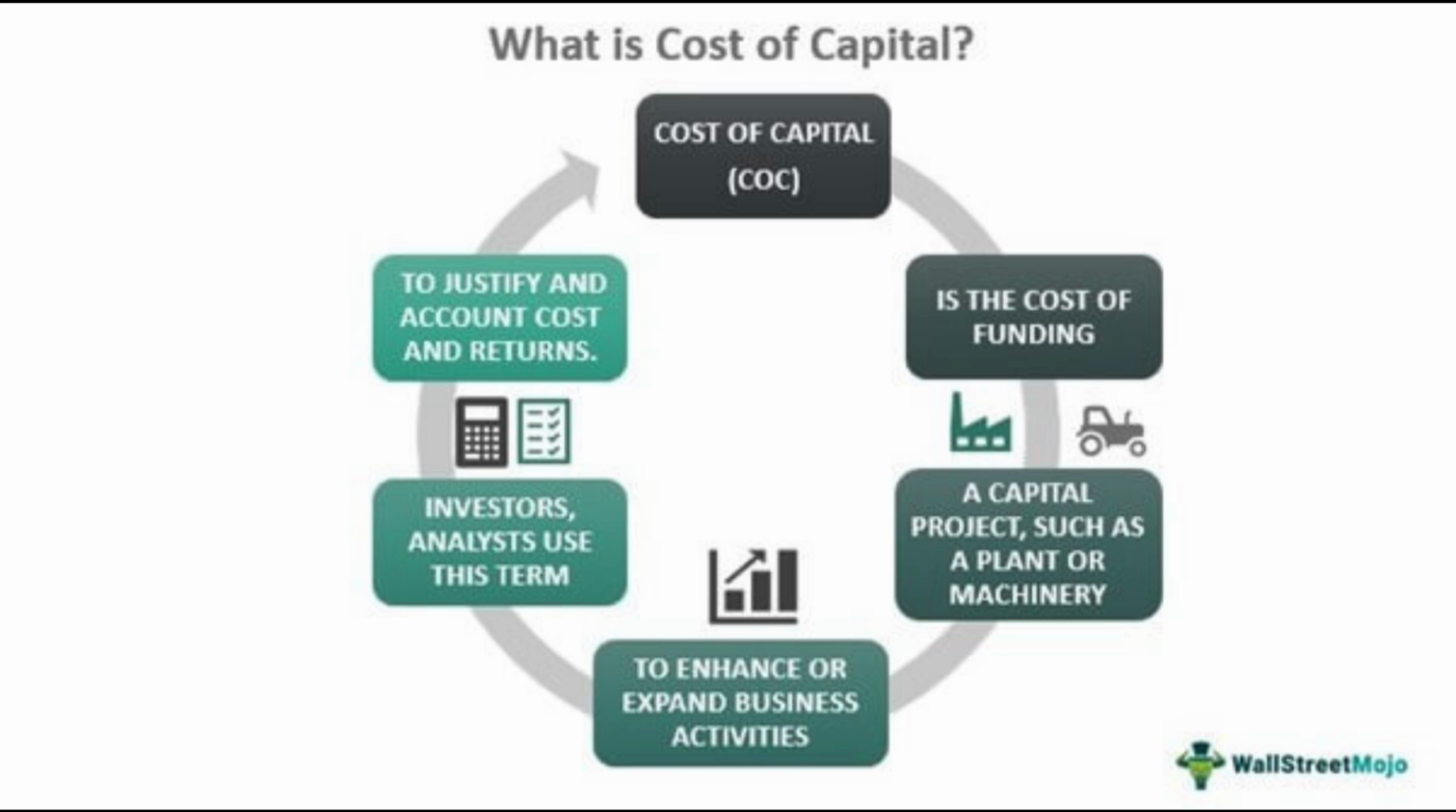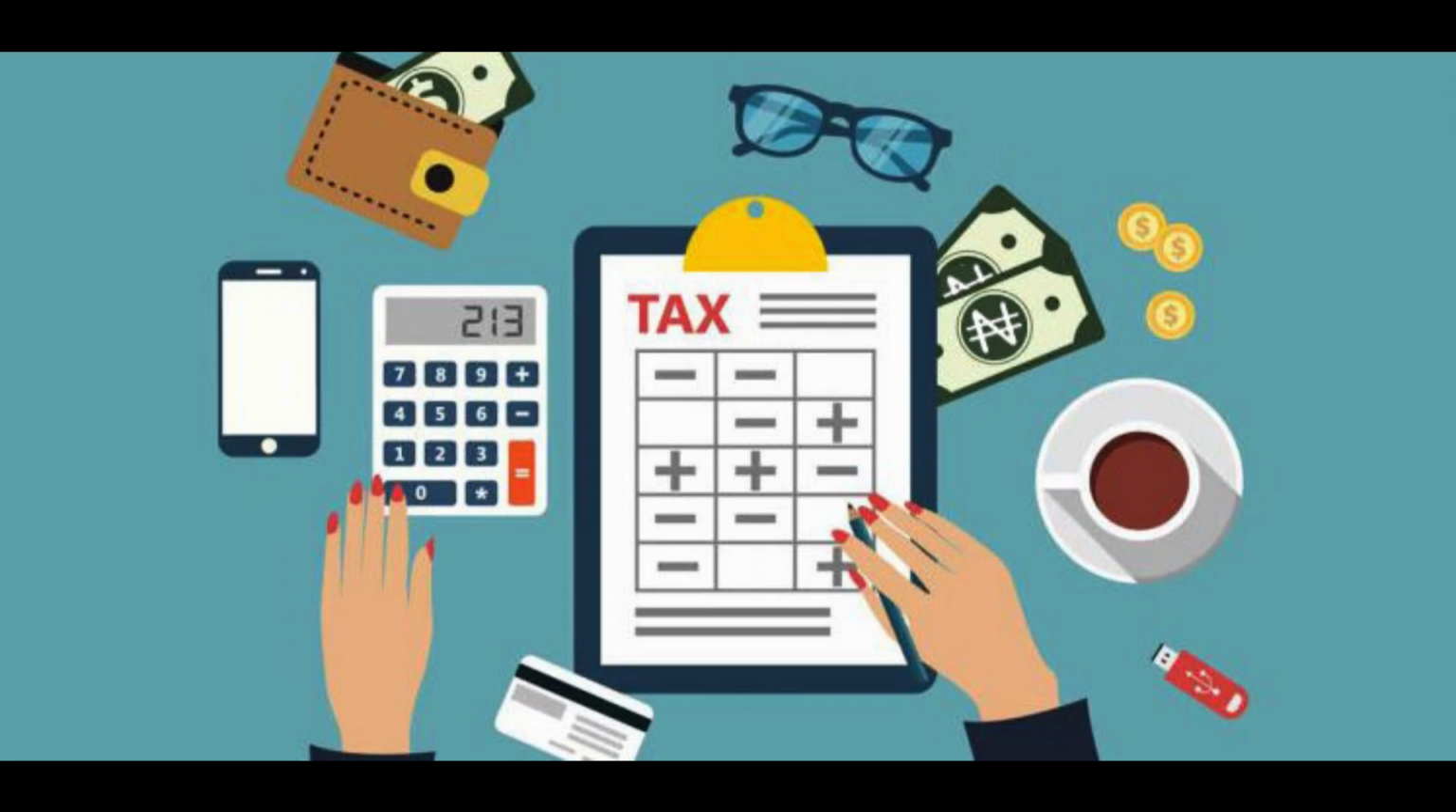Some deductions and credits have income limits or other eligibility requirements. For example, the Child Tax Credit is only available to taxpayers with children who meet certain age and residency requirements. Similarly, the deduction for student loan interest is only available to taxpayers who meet certain income requirements.